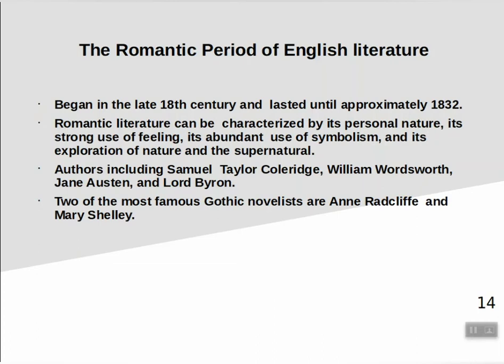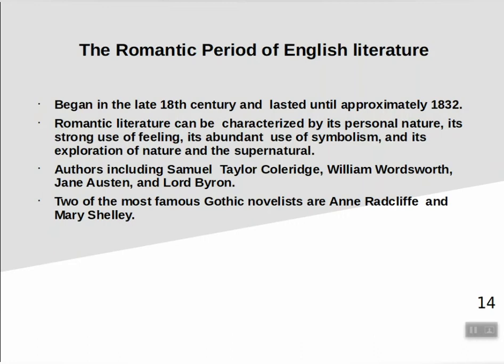The Romantic period produced a wealth of authors including Samuel Taylor Coleridge, William Wordsworth, Jane Austen, and Lord Byron. It was during the Romantic period that Gothic literature was born. Traits of Gothic literature are dark and gloomy settings and characters and situations that are fantastic, grotesque, wild, savage, mysterious, and often melodramatic. Two of the most famous Gothic novelists are Ann Radcliffe and Mary Shelley.